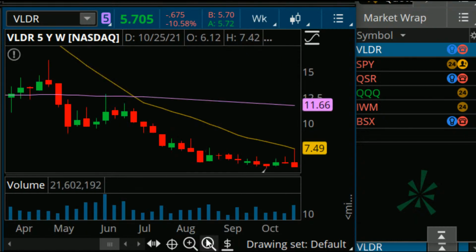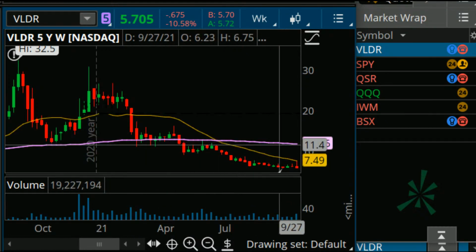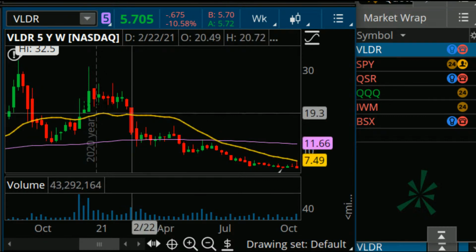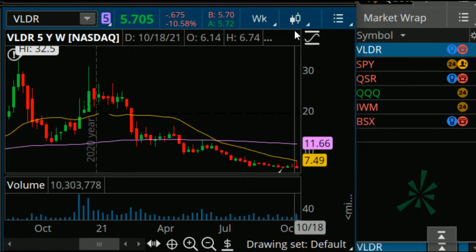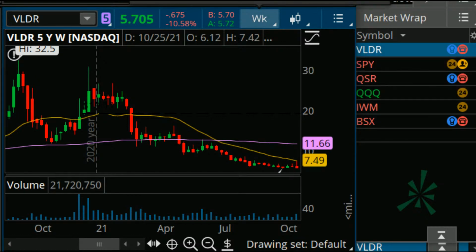And would you say this weekly is in a downtrend? That's a downtrend if I ever saw one, right? Clear downtrend, 20 MA pointing down. So that's really nice. Okay, so pretty solid on the VLDR.